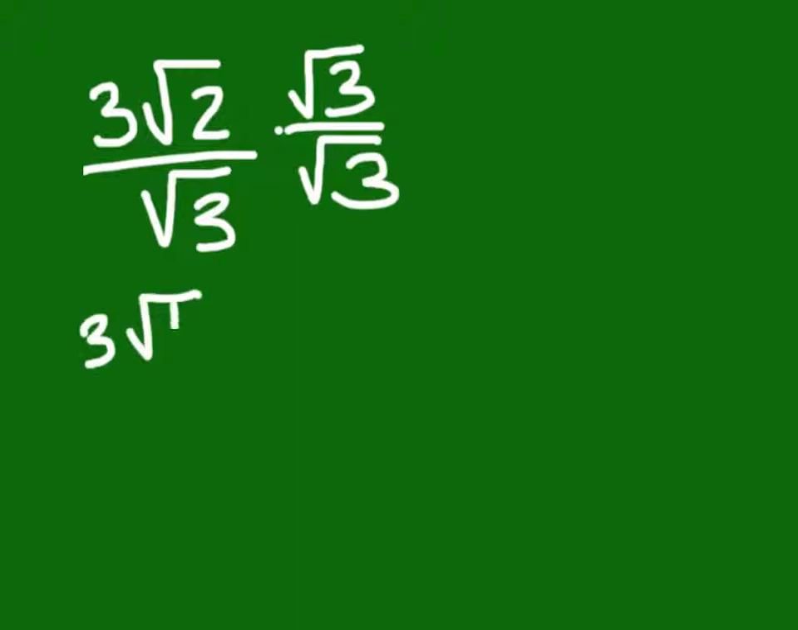We have 3 radical 2 all over radical 3. So once again, we start by multiplying by radical 3 over radical 3. So we end up with 3 radical 6 on top, all over radical 3 times radical 3 is just 3. So our 3's cancel on top and bottom, so all that you're left with is radical 6.